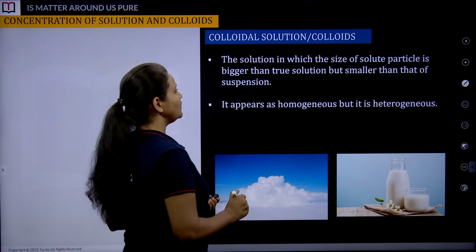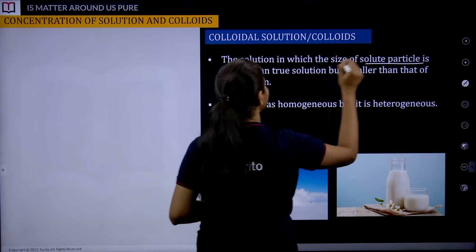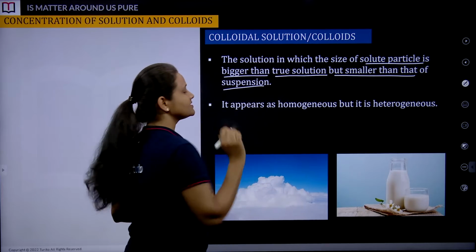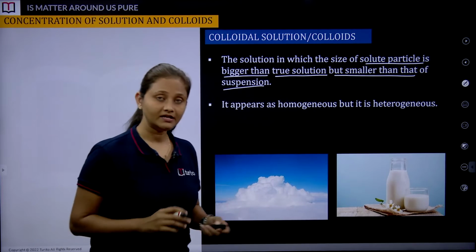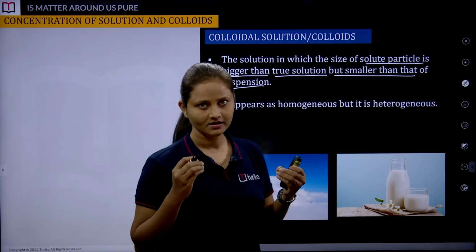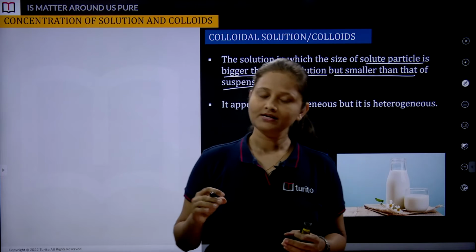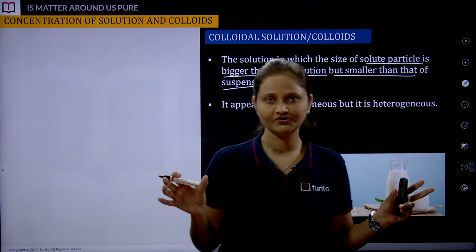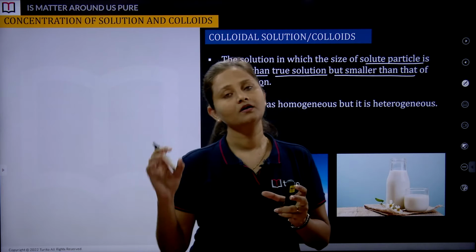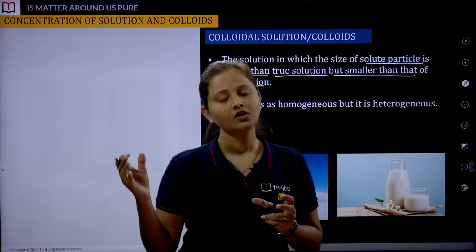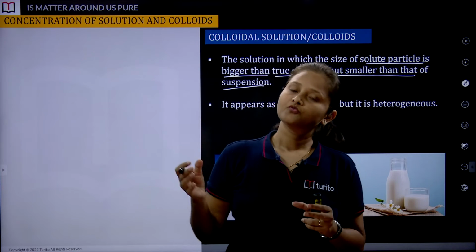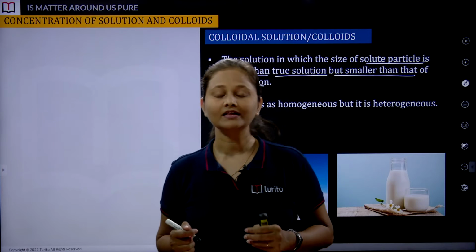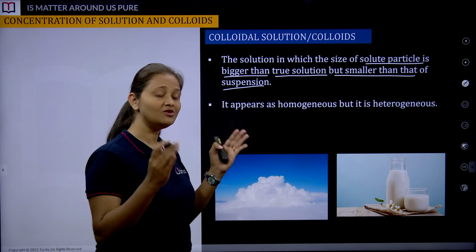So the solution in which the size of the solute particle is bigger than a true solution but smaller than that of a suspension. The particle size of the colloidal solution is bigger than true solution, and it's in between true solution and suspension. So we can say the size of the particle in colloids is greater than true solution, but smaller than suspension. That's why we say it's in between.